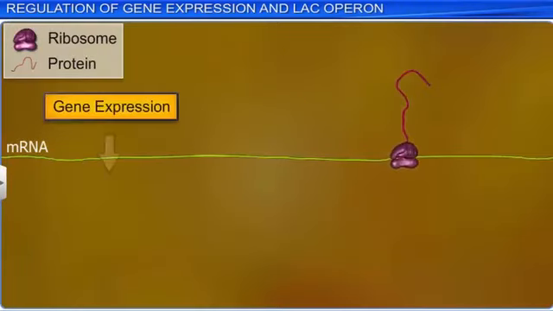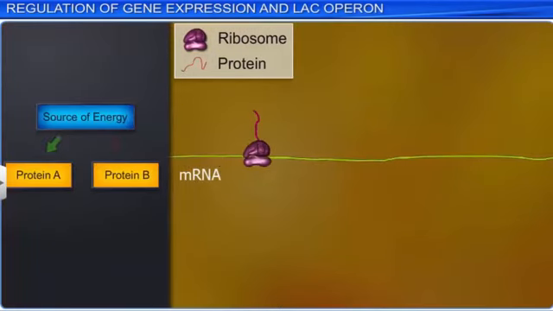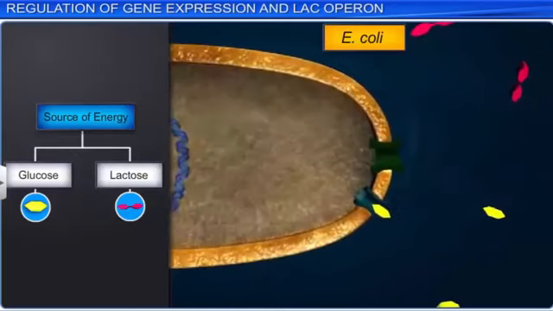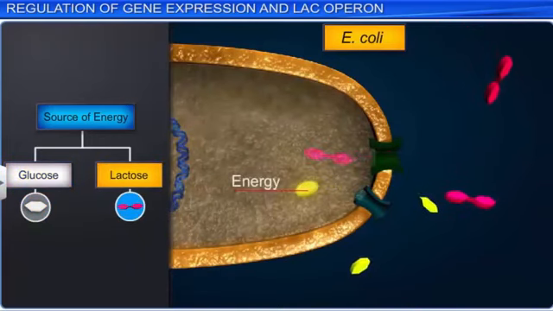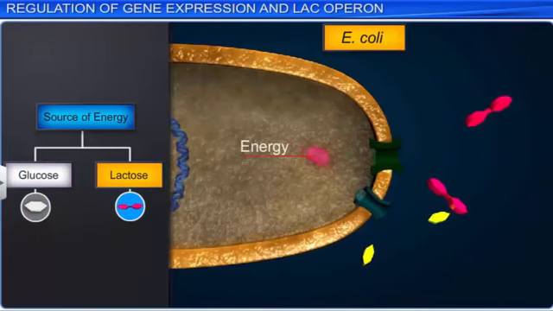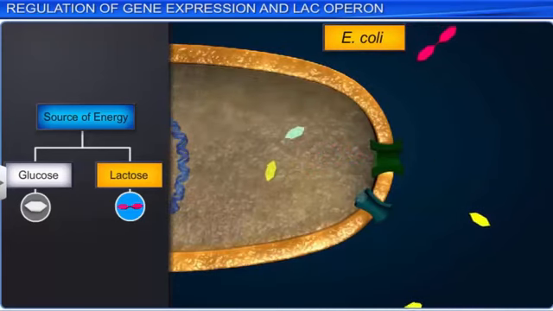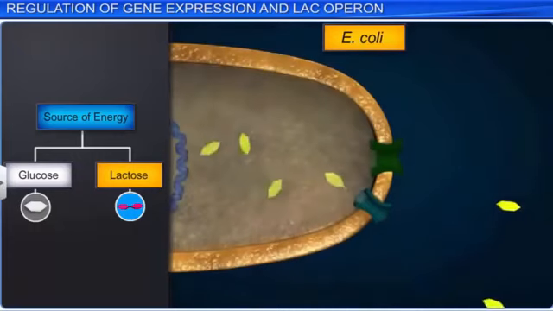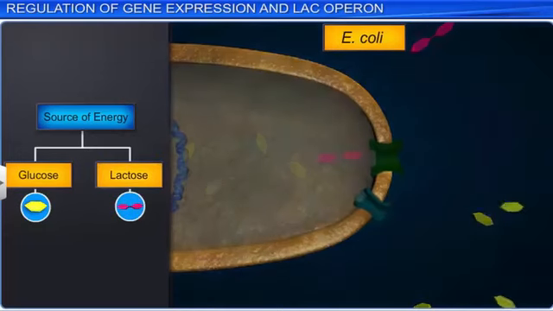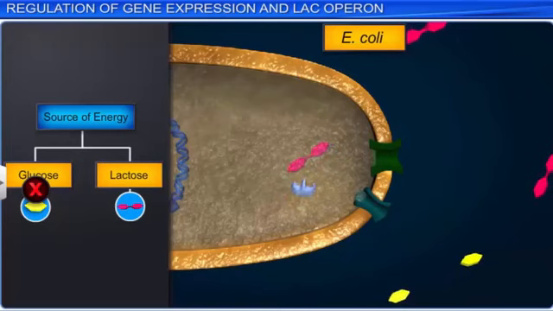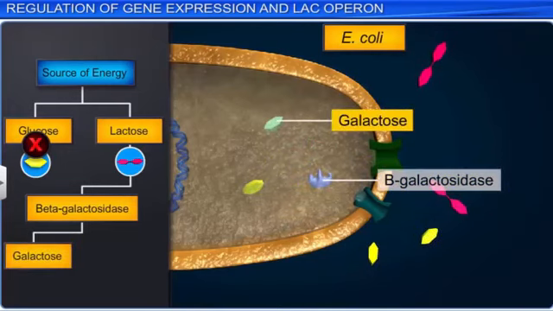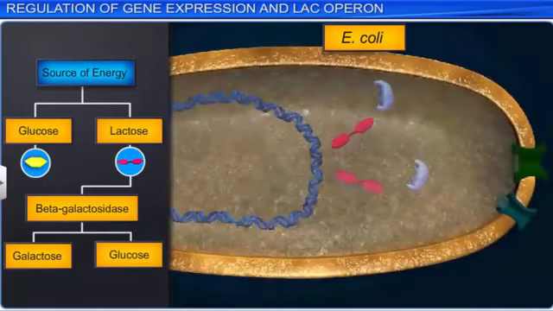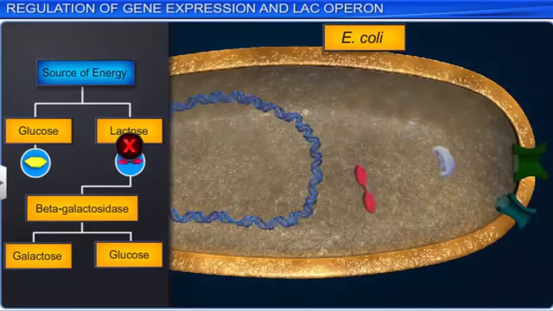Since gene expression results in the formation of a protein, genetic regulation controls which protein must be synthesized and which protein need not. For example, E. coli can use glucose, a monosaccharide, or lactose, a disaccharide, as its source of energy. However, lactose needs to be hydrolyzed or digested before it is used, and hence the bacterium prefers to use glucose when it can. But in the absence of glucose and presence of lactose, E. coli synthesizes an enzyme, beta-galactosidase, to catalyze the hydrolysis of lactose into galactose and glucose. However, in the absence of lactose, the bacteria will not synthesize the enzyme beta-galactosidase.